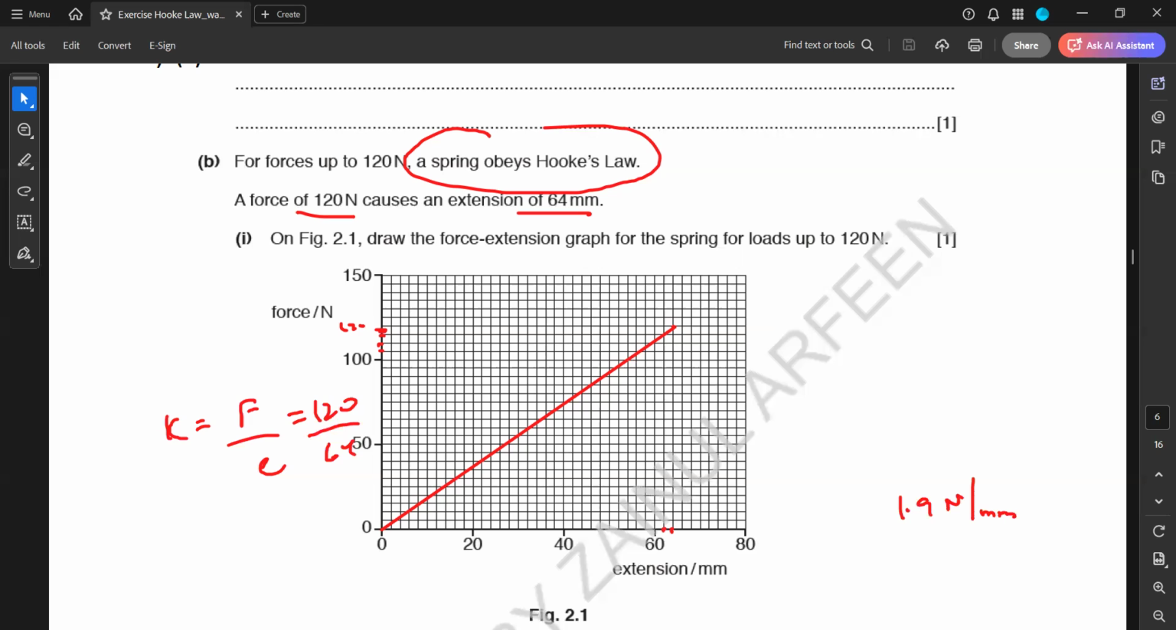Is it clear? That's for part B2, calculating the spring constant. For the linear region, the straight line region, you can take any force and its relative extension. But if the values are given, like the force was 120 and the extension was 64, I will use that value. But it will still work with any value.